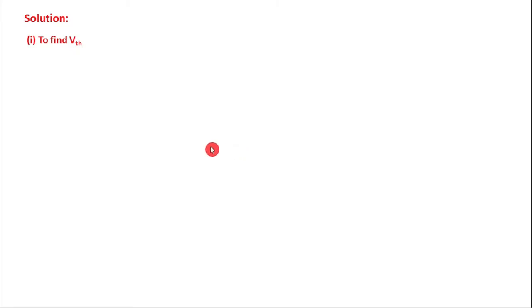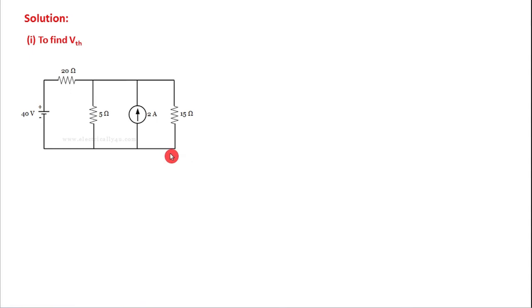To find the solution to the circuit, the first step is to find the value of Vth. Consider this given circuit. 15 ohm is the load resistor. To find the Vthevenin, we have to remove this load resistor.